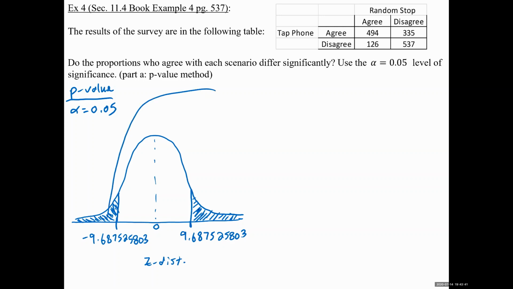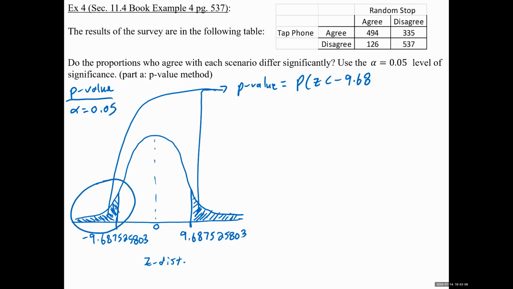The next part is to calculate the p-value. I'm sorry, the next part is to write the notation. So we got the picture, now the notation. The way the notation is going to go, it's probability z less than negative 9.68. What I'm writing here is this area. Okay, we're writing z because it's a z distribution. We're writing less than because it's the area to the left of this line here. Less than negative 9.6875, 25803.